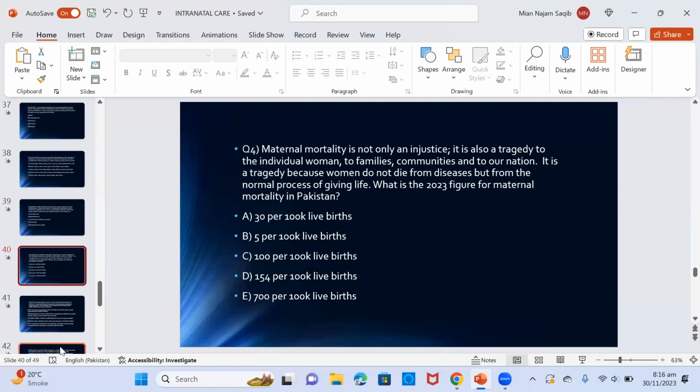Question 4. Maternal mortality is not only an injustice, it is also a tragedy to the individual woman, to families, communities, and to our nation. It is a tragedy because women who do not die from diseases but from the process of simply giving birth. What is the 2023 figure for maternal mortality in Pakistan? A. 30 per 100K live births, B. 5 per 100K live births, C. 100 per 100K live births, D. 154 per 100K live births, or E. 700 per 100K live births. The answer is 4D.